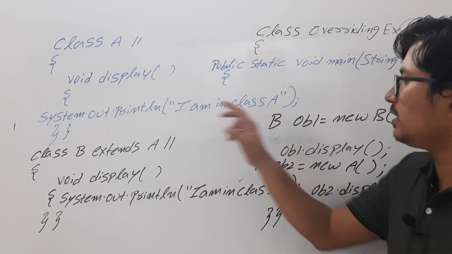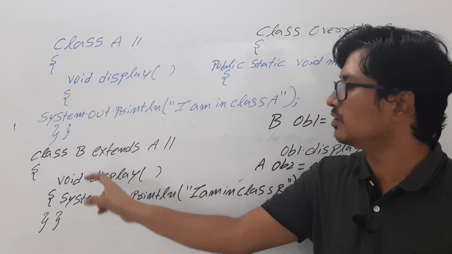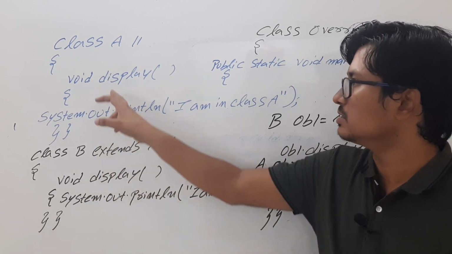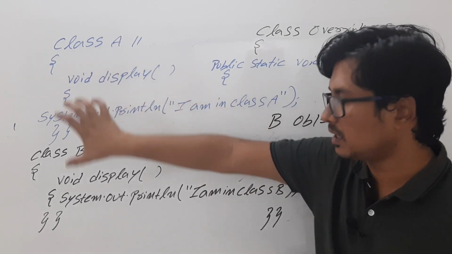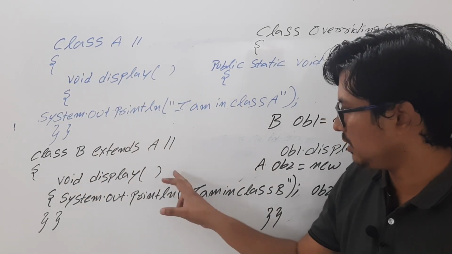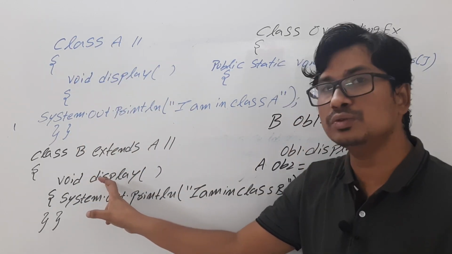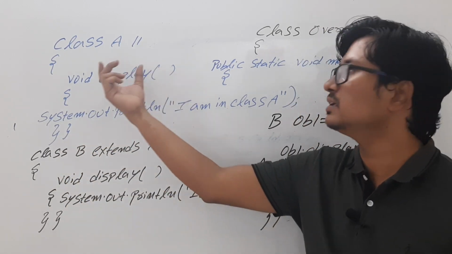But if you create an object for the child class, using that object, if you call the display method, because you are achieving the inheritance, the members which are there in the parent class will be derived to the child class. So here you have a display method of the parent class. Here also you have the display method of its own. So its own is overriding this one.